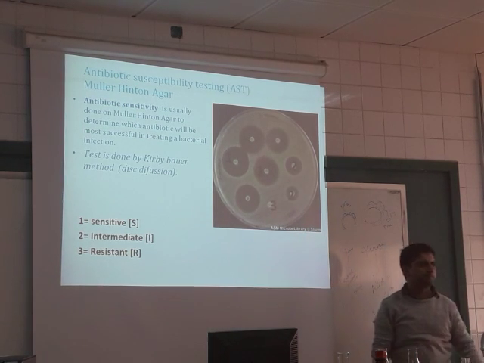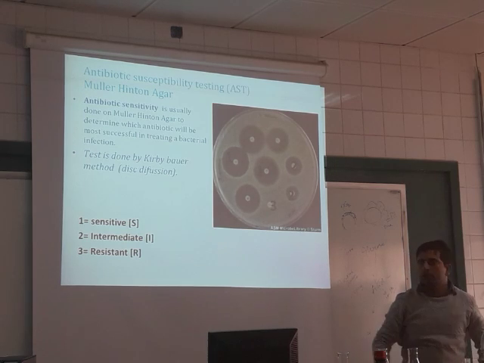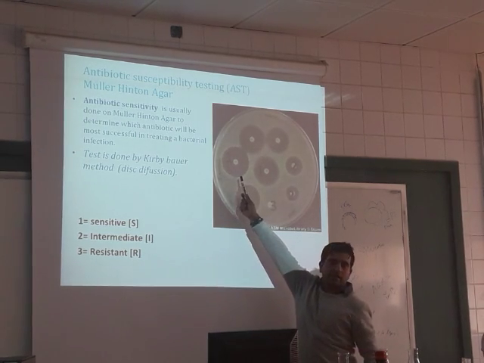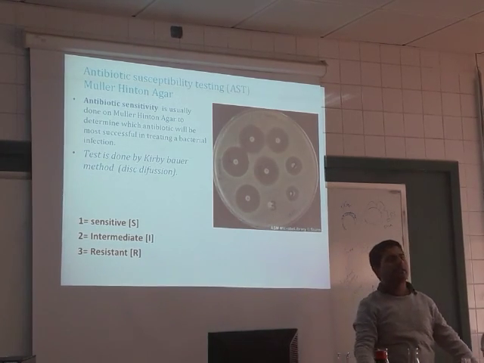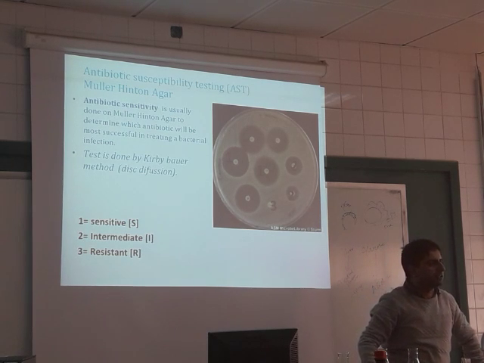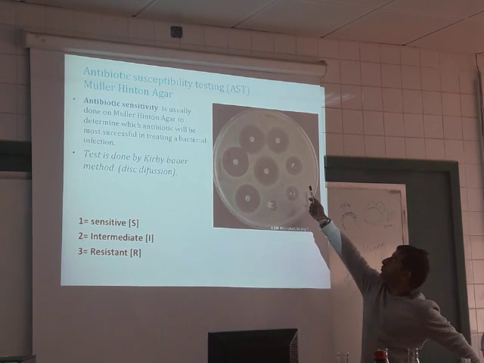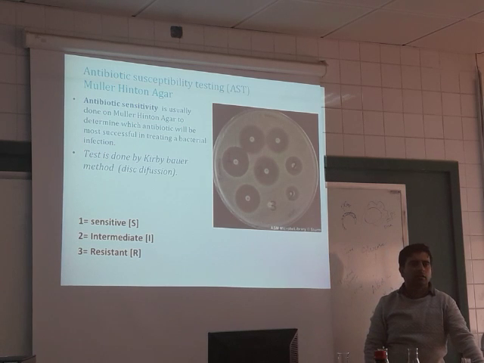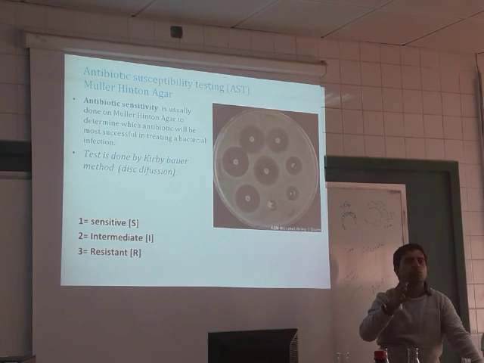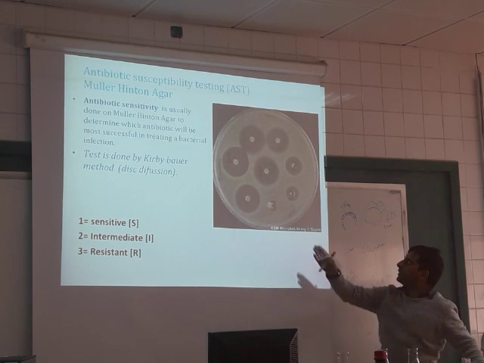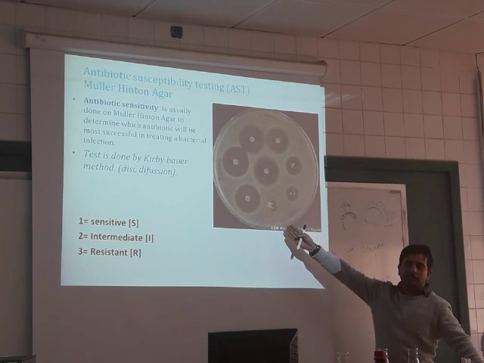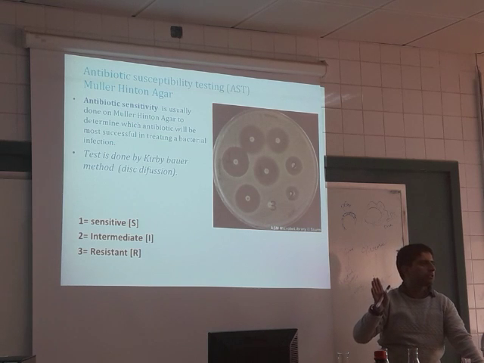Number one: there is no growth of the bacteria. This means the bacteria is sensitive. This antibiotic can kill the bacteria. What's number two? Little bit, so we can call it intermediate. What is number three? It is completely resistant, this antibiotic is a failure.